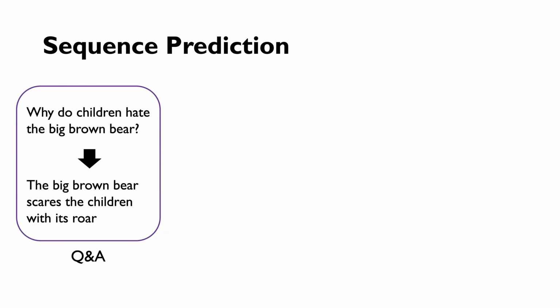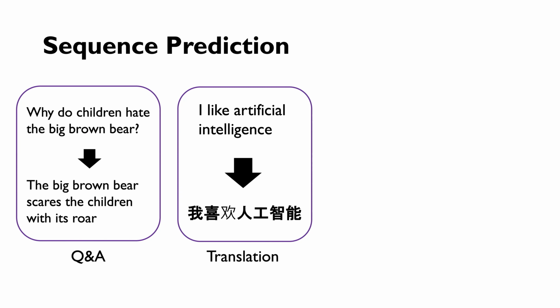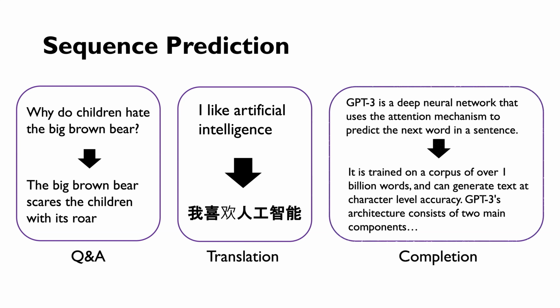And so this is basically, in some sense, a form of sequence prediction, which arises in things like question answering, translation, and text completion, where the input is a sequence and the output is a sequence. And you just need the appropriate training set for this.